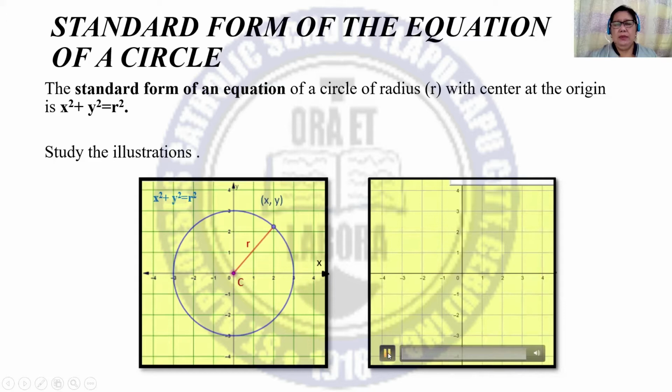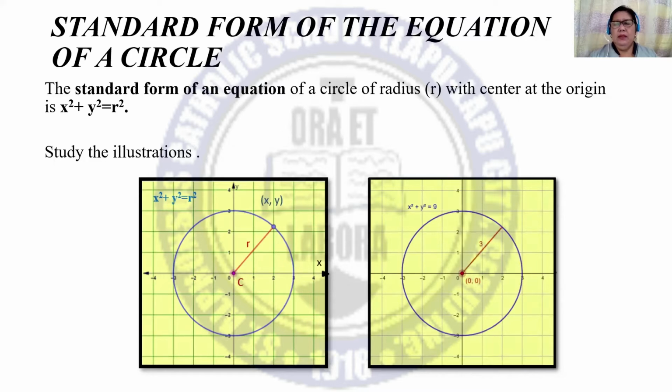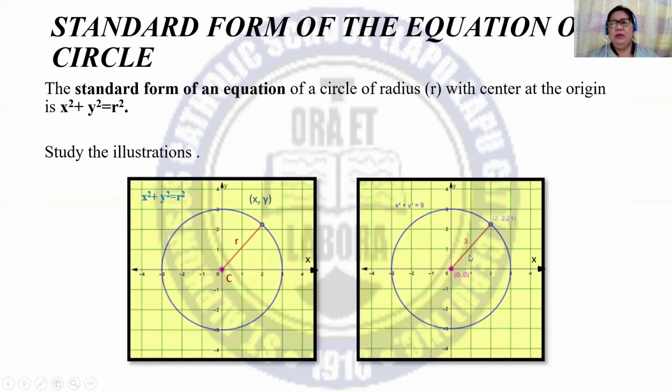Let us have an example. We have the center at the origin, then draw a circle, and you have the radius equivalent to 3 units, and this point on the circle with coordinates 2 and 2.24. And do not forget to label the circle properly with its equation, center, the radius, and the corresponding point on the circle.